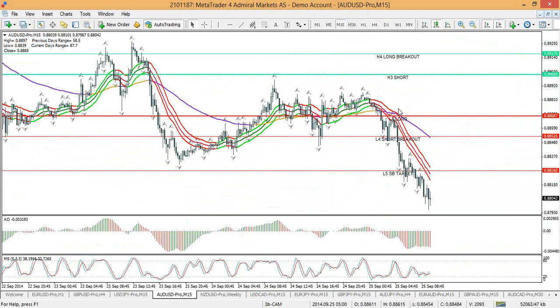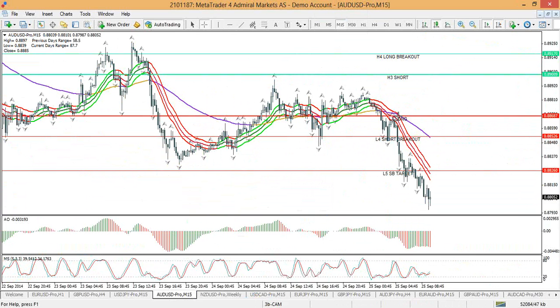AUD/USD was a great short trade earlier today. Unfortunately, there were a lot of trades in the Asia session. Okay, the break of this L4, perfect. Moving averages bearish, 21 below 89. Price stopping at the H4. Boom, look at that. Beautiful trade.